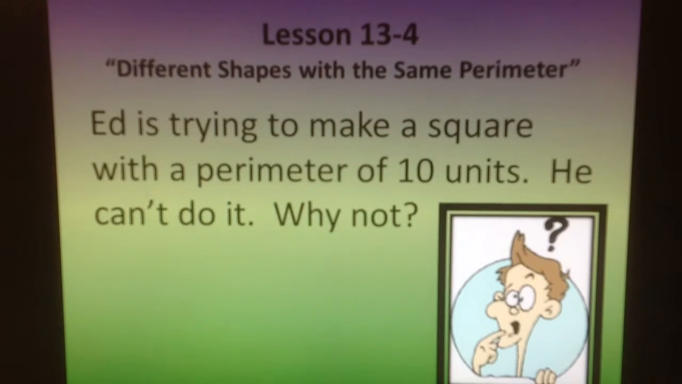Ed is trying to make a square with a perimeter of 10 units. He can't do it. Why not? Well, we talked about this, and if you try to divide 10 by 4, 10 divided by 4 does not give you an even number, or I should say a whole number. So it would be hard to make a square with a perimeter of 10 units because the sides of a square are equal, and 10 does not divide equally by 4.